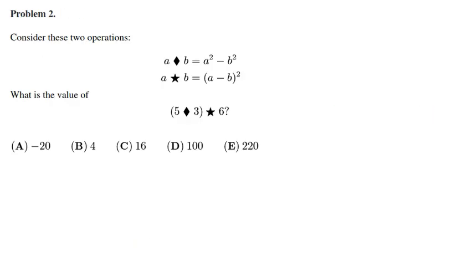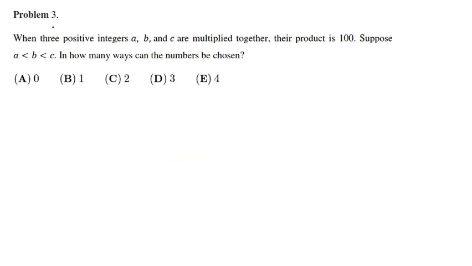Problem number 2, we have these two equations. What's the value of this? So 5 diamond 3 is what? 5 squared minus 3 squared, which is what? 25 minus 9, 16. 16 star 6 will be 16 minus 6 squared, which is 10 squared, 100. The answer is D.